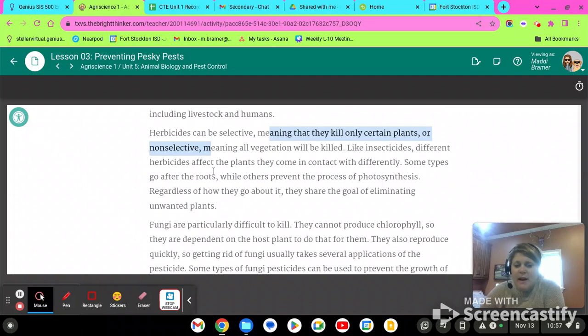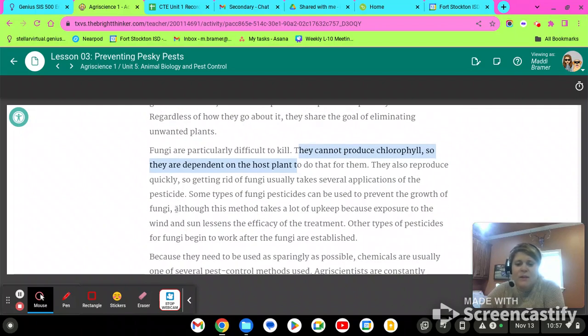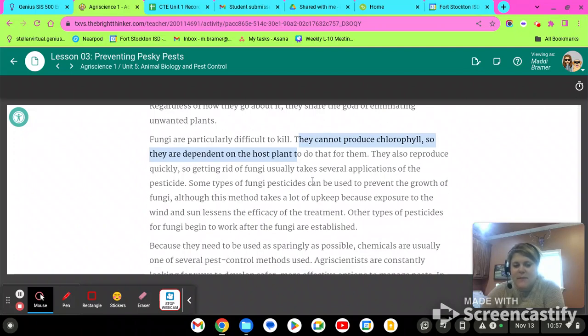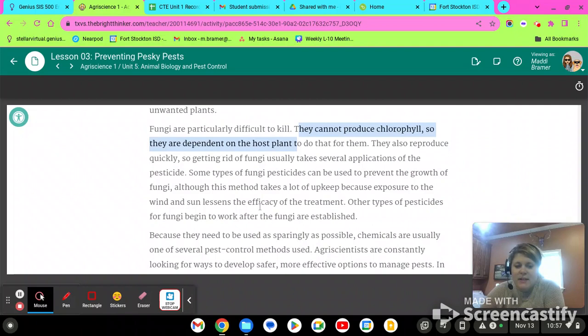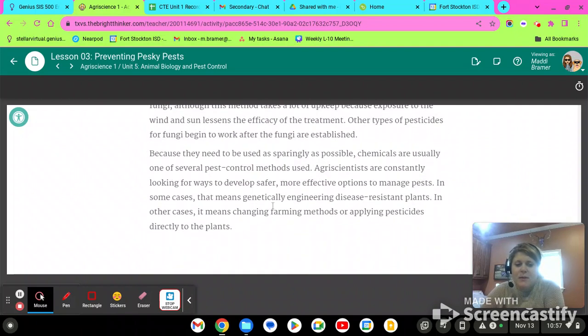An example would be Roundup. Fungi are particularly difficult to kill. They cannot produce chlorophyll, so they are dependent on the host plant to do that for them. They also reproduce quickly, so getting rid of them takes several applications of pesticide. Some can be used to prevent the growth of fungi altogether. However, it takes a lot of upkeep.